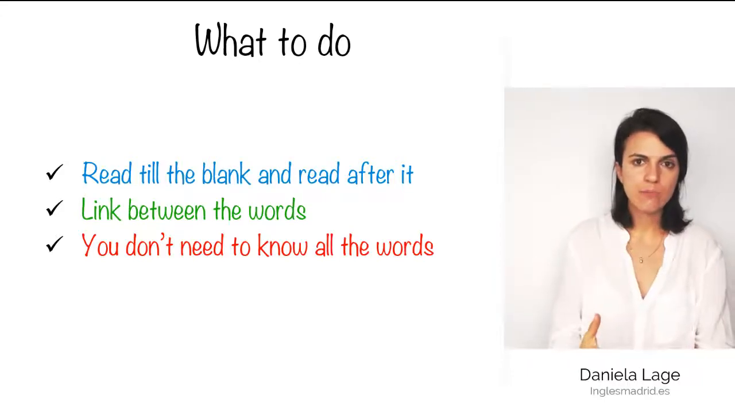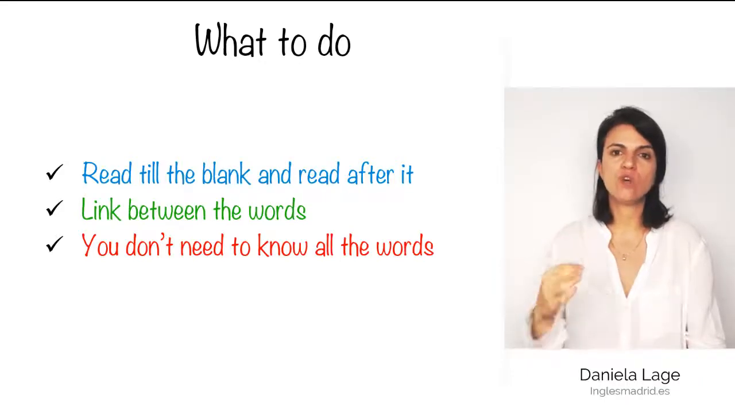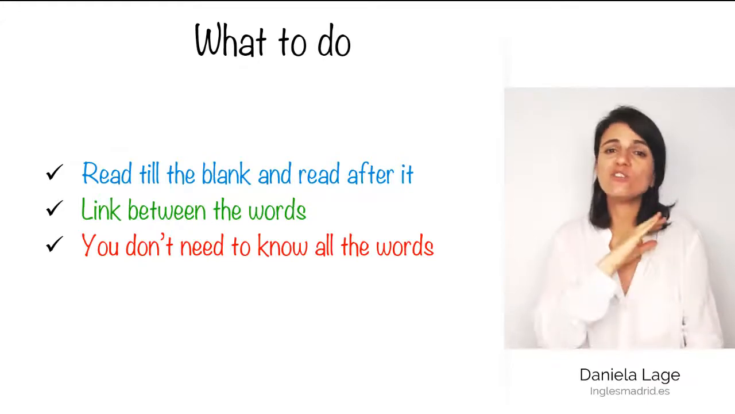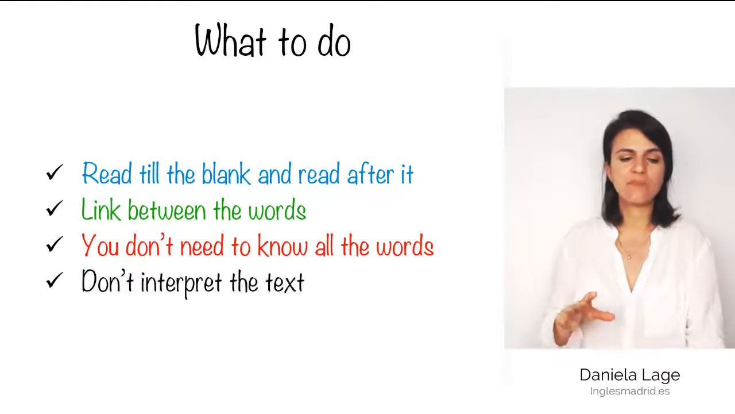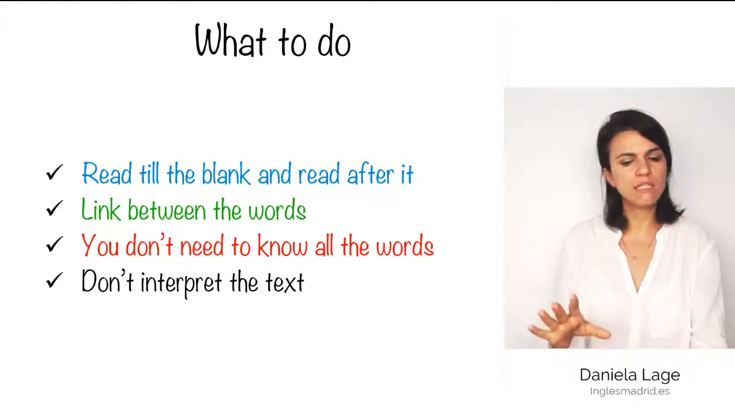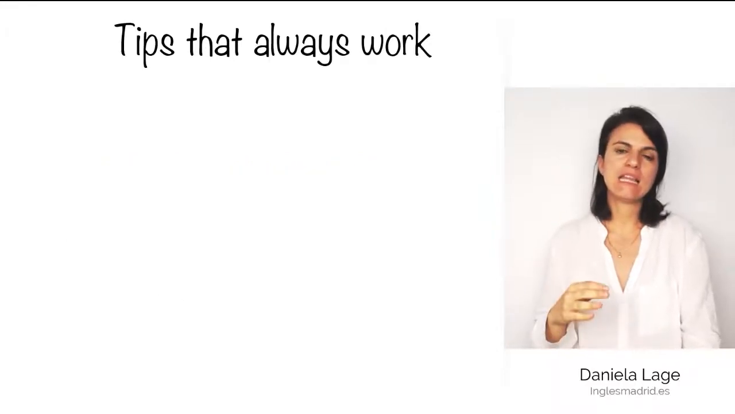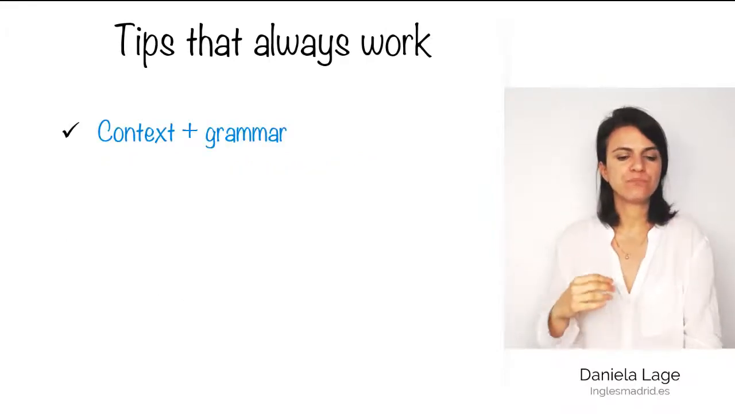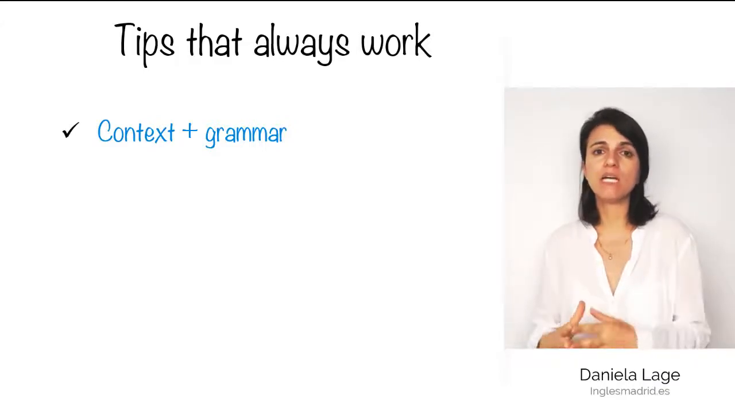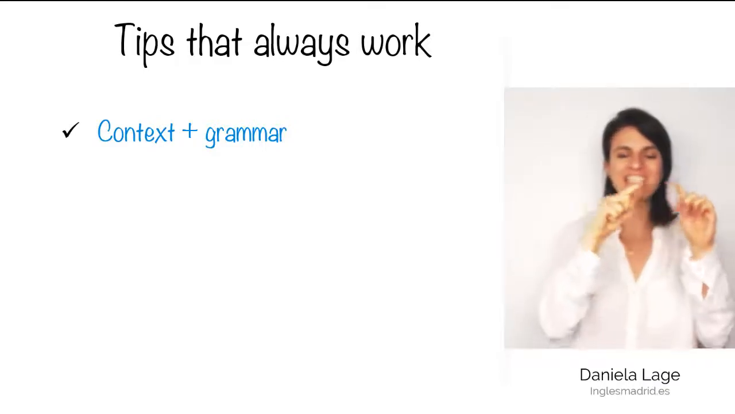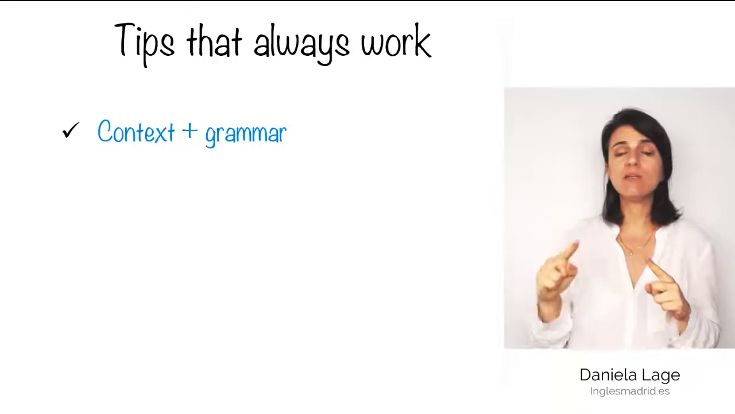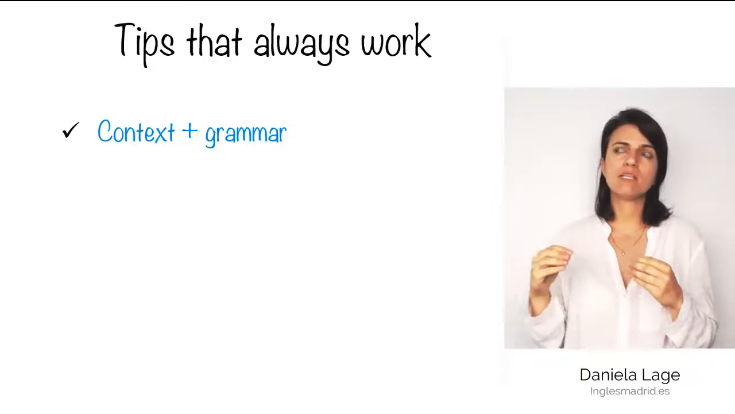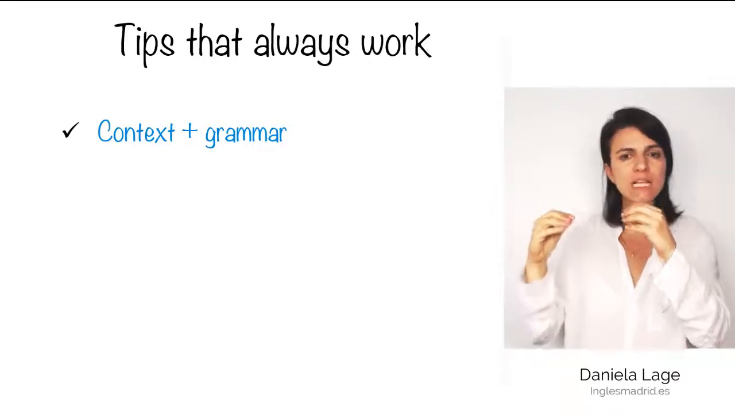As in the other part, you don't need to know all the words. Forget about it. You're not going to understand the whole text. Then again, do not interpret the text. And let's see the tips that always work here. Context plus grammar, as I told you. The context, the information is important, but grammar is also important. Why? Because there is always a link, okay?